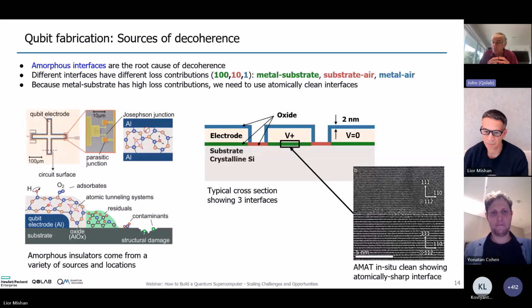Now, what we've done at AMAT, for example, is we've used one of their advanced processes where they can clean off that surface in situ, in vacuum, and then deposit the metal on top of that so that you get a perfect interface, as shown by the TEM example here, showing a very atomically sharp interface. And this is what you want to make really good devices. Next slide, please.